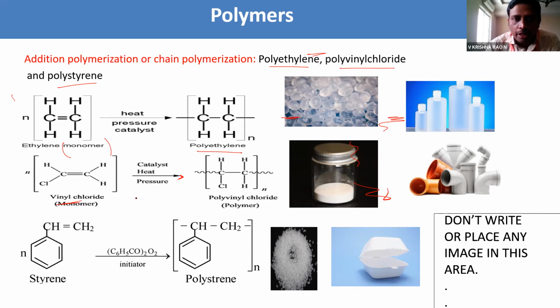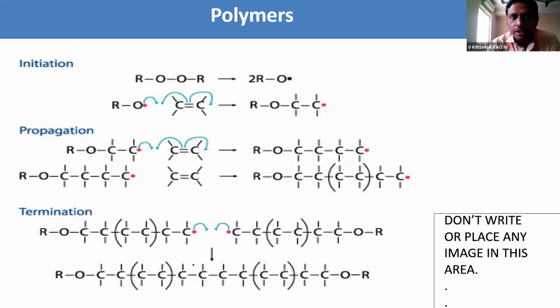it produces polyvinyl chloride. And styrene is a benzene ring on which a CH double bond CH2 group is present. This is styrene. Styrene on polymerization produces polystyrene.